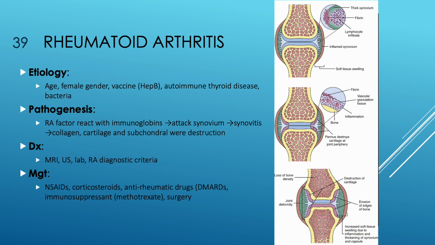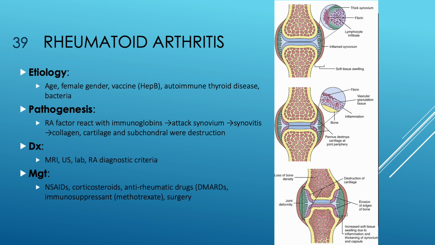Etiology includes age, female gender, hepatitis B vaccine, autoimmune thyroid disease, and bacterial infections. Pathogenesis includes rheumatoid factor reacting with immunoglobulins, leading to an attack on the synovium, synovitis, which is inflammation of the synovial membrane, and destruction of collagen, cartilage, and subchondral bone.